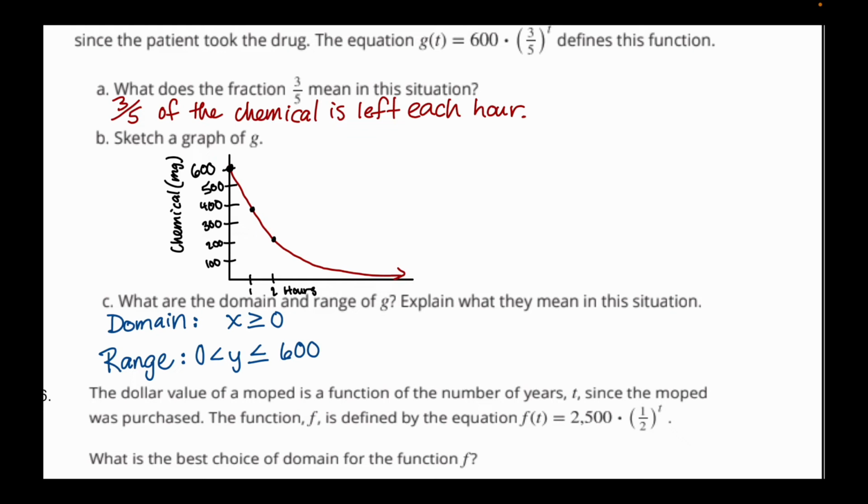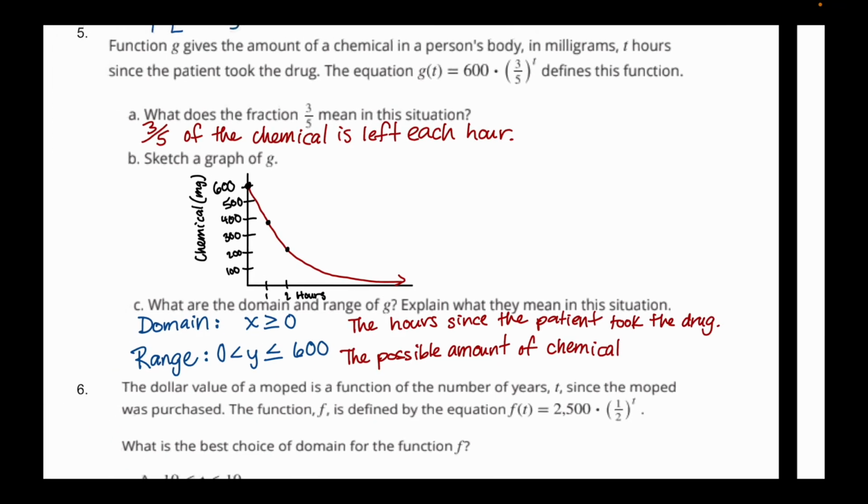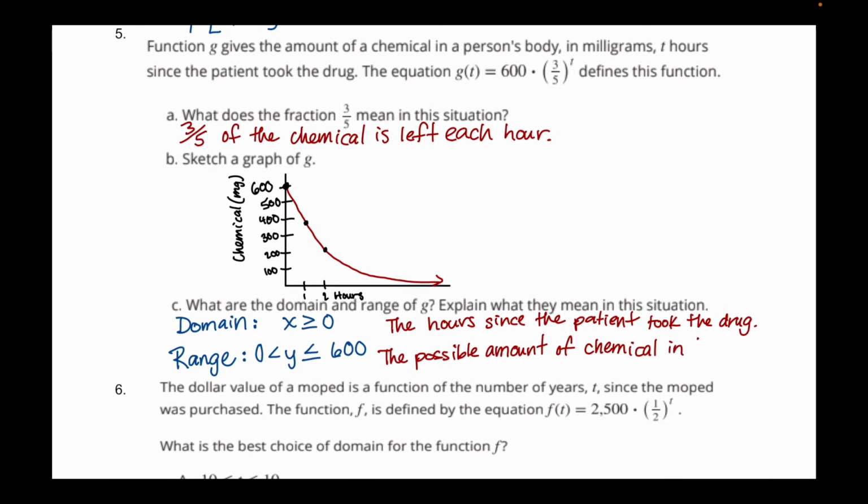Domain, I'm going to describe what they mean. The domain is the hours since the patient took the drug, or just all the possible values for the number of hours, and then the possible amount of chemical in the patient's body, or they said the person's body. Okay. And that is going to be it for number 5.